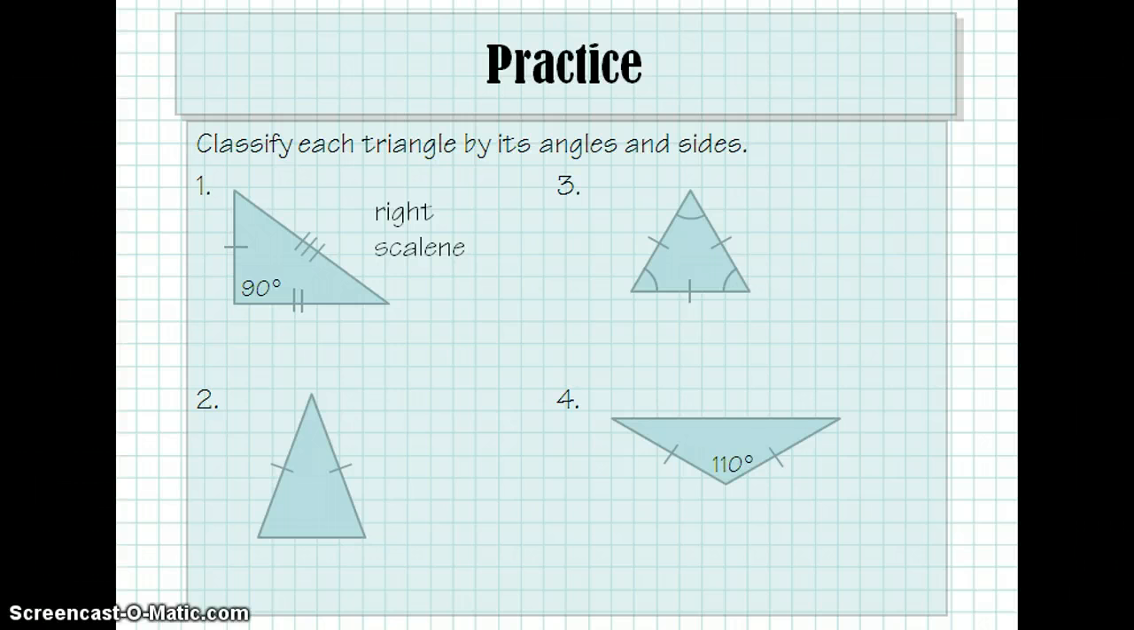Number two, I noticed that all the angles are acute. Going on to number three, all the angles are marked congruent, so it is equiangular, and all the sides are marked congruent, so it is equilateral.